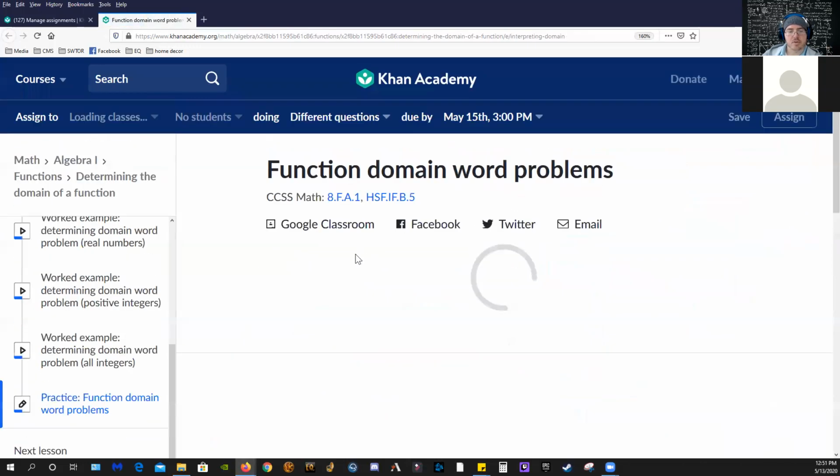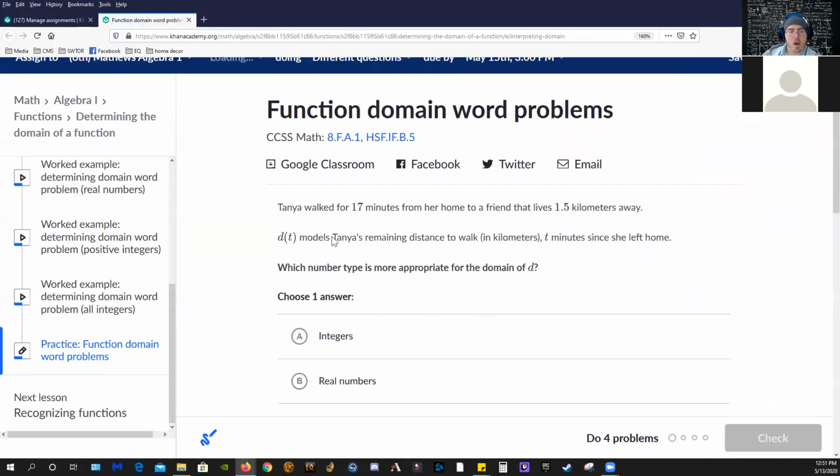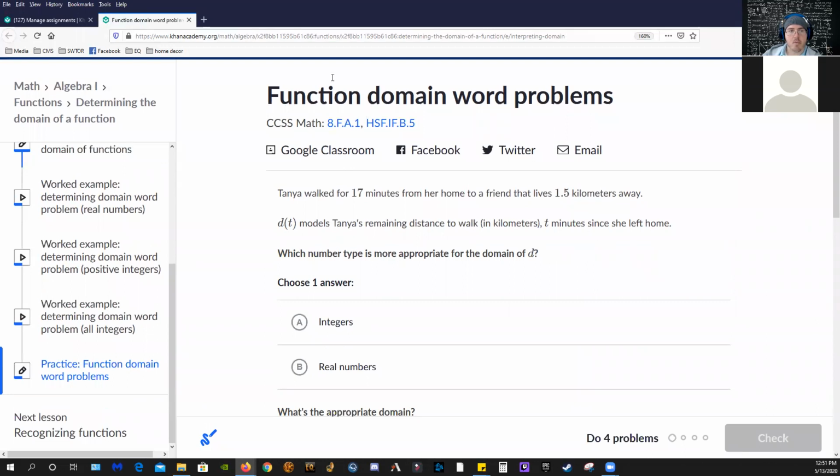These word problems were a little tricky. I had to get used to them. Okay, so the first thing it mentions, Tanya walked for 17 minutes from her home to a friend that lives 1.5 kilometers away. Okay, so d of t is Tanya's remaining distance to walk in kilometers.